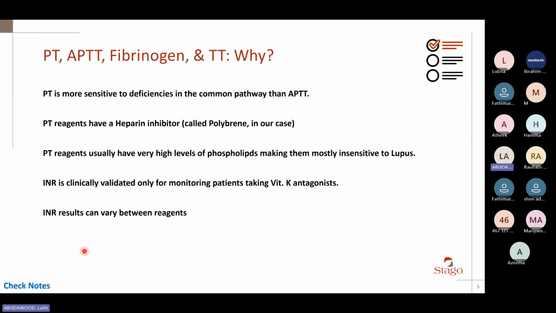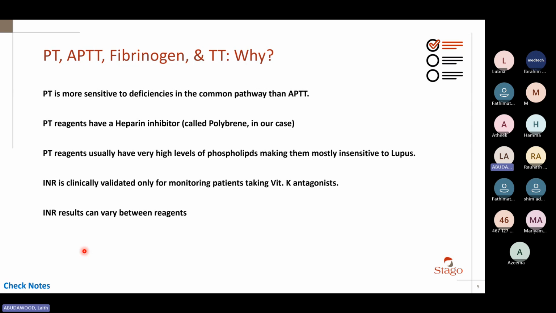Okay, so INR is only validated for people who take warfarin for us to monitor their therapy. And depending on the status of the patient, the acceptable range can be different. For example, for most patients, the acceptable range of INR, if the patient is taking warfarin, is 2 to 3. For some patients, it's 2.5 to 3.5. For example, some patients who have heart valve replacement, the range should be 2.5 to 3.5. But again, that's up to the physician to decide.